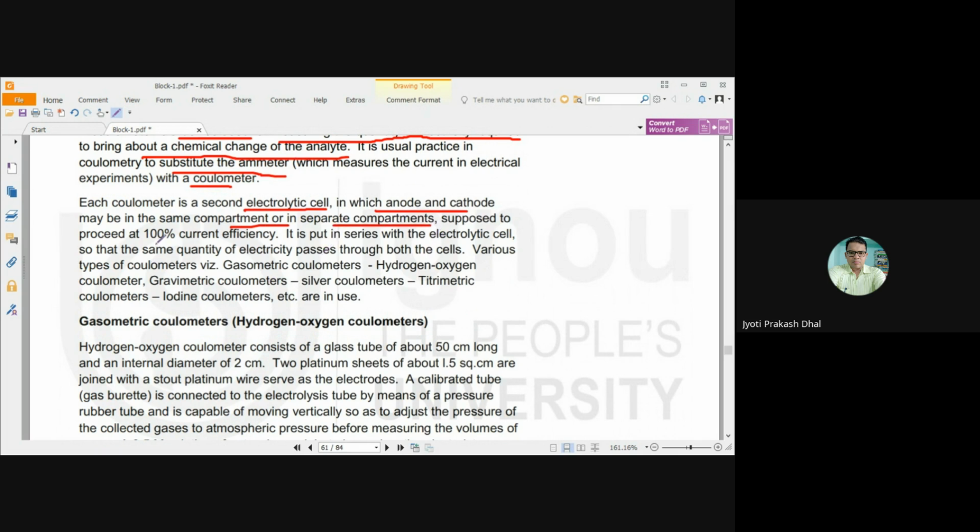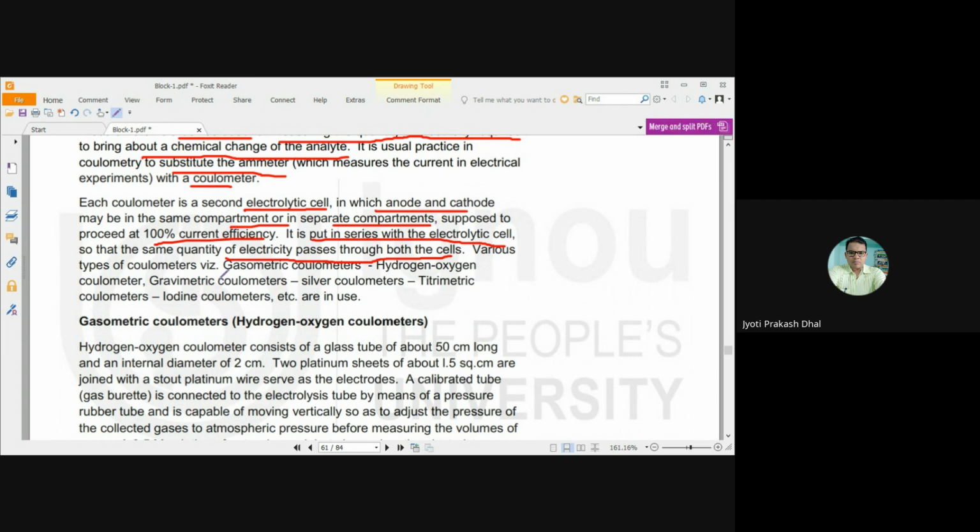Supposing it proceeds at 100% current efficiency, it is put in series with the electrolytic cell so that the same quantity of electricity passes through both the cells. Here you will measure the amount of the substance deposited at the first electrode.